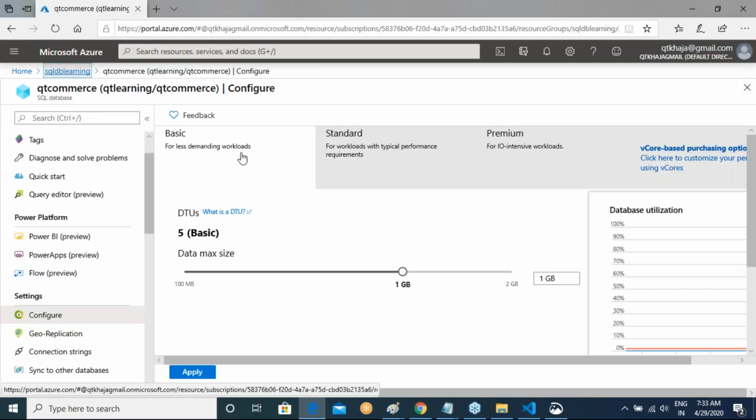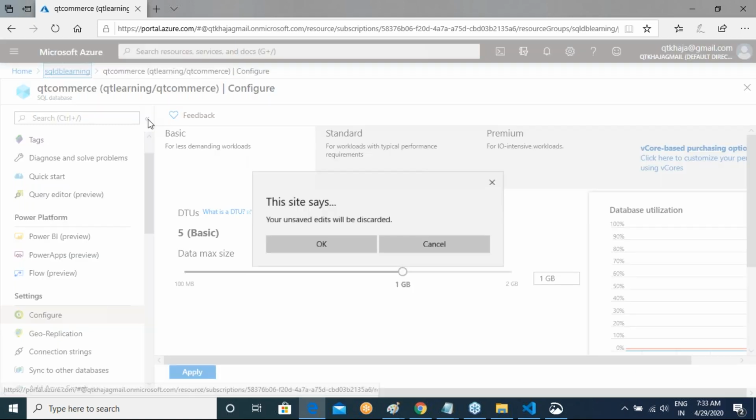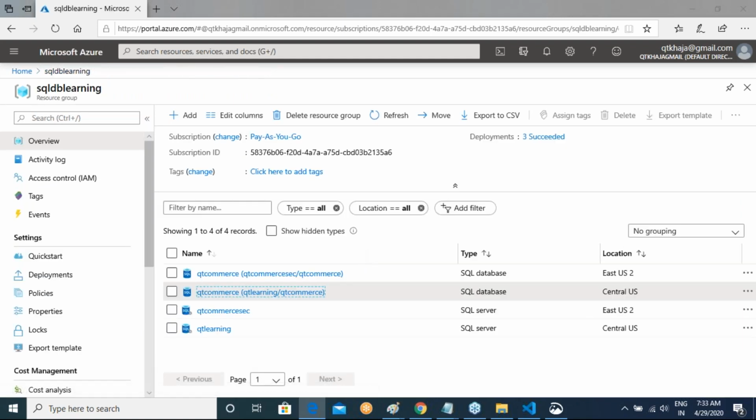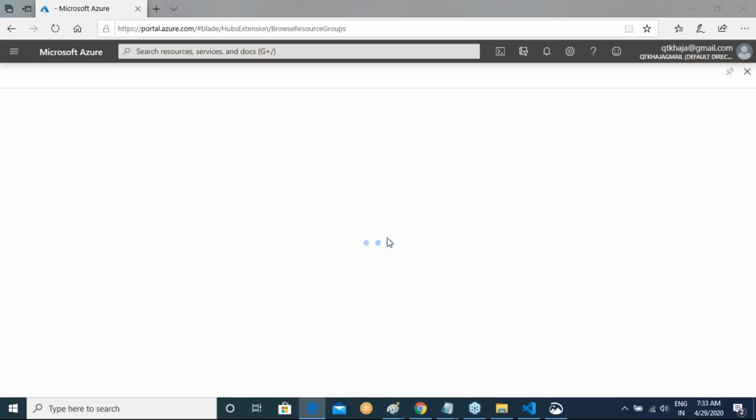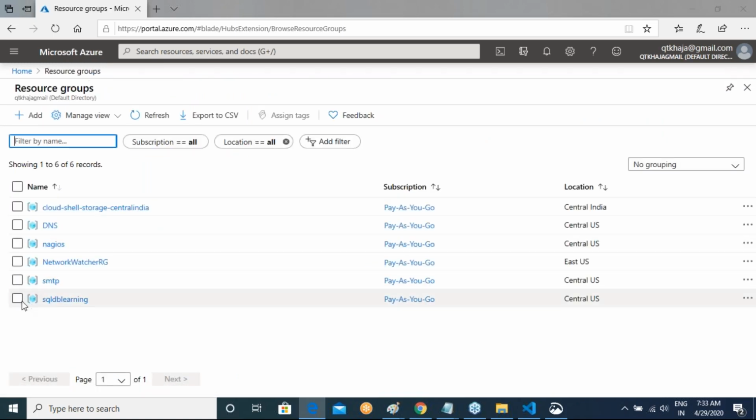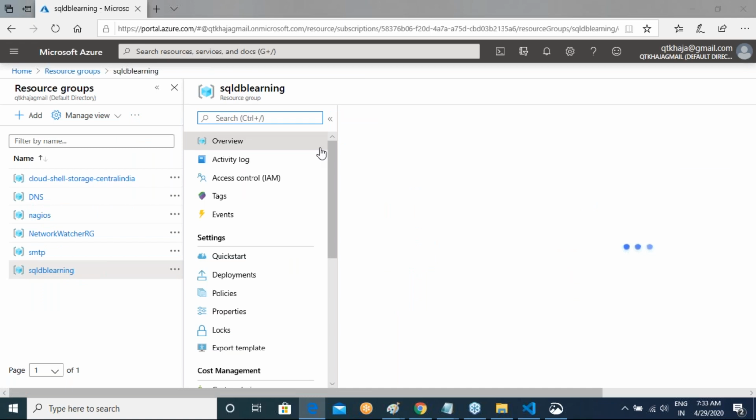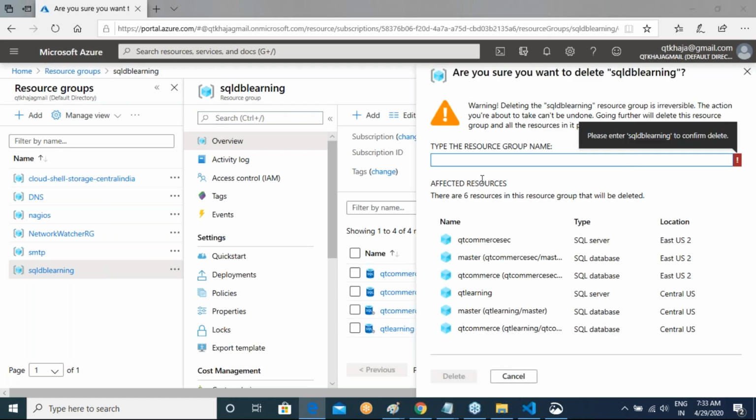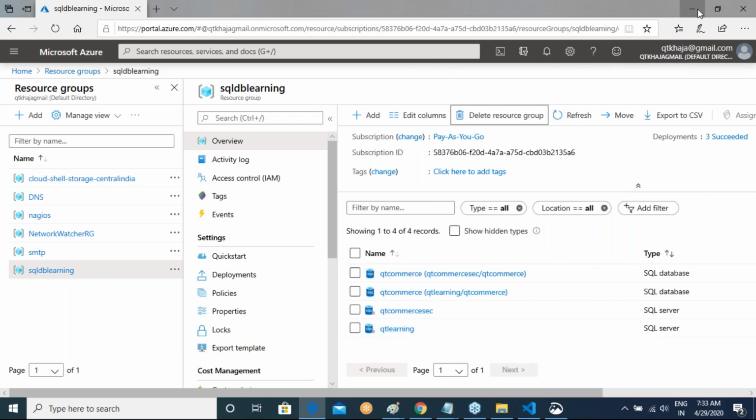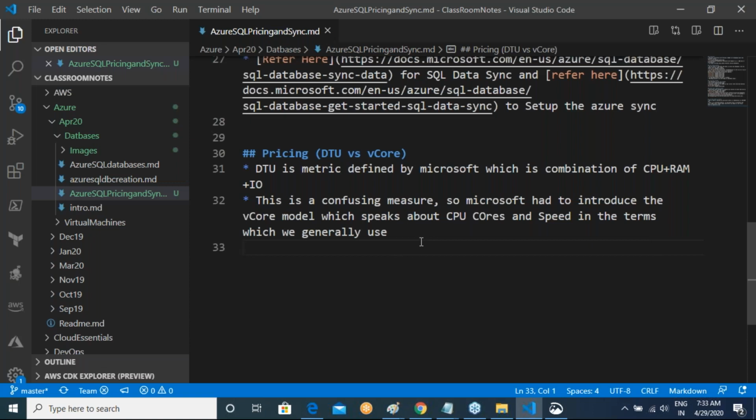And now what I'll do is, I don't want to do any edits. If you see, I'm going into my resource group. I select my SQL DB learning and I delete this resource group. It will ask you to type the resource group name. I generally copy paste that. Done.